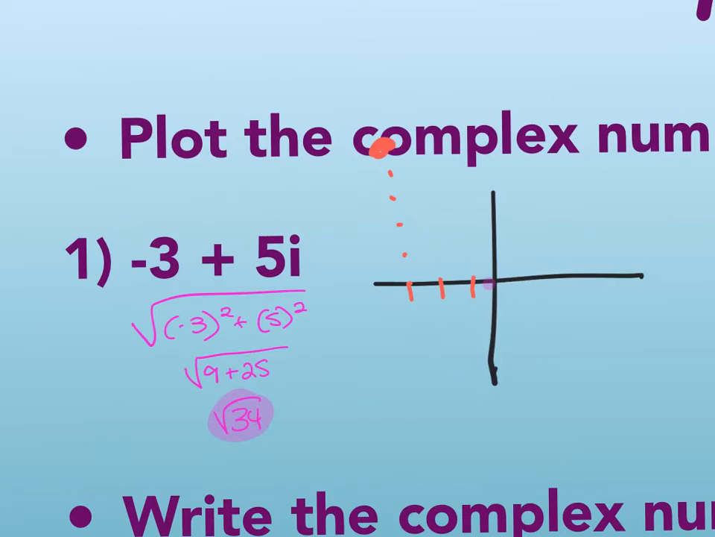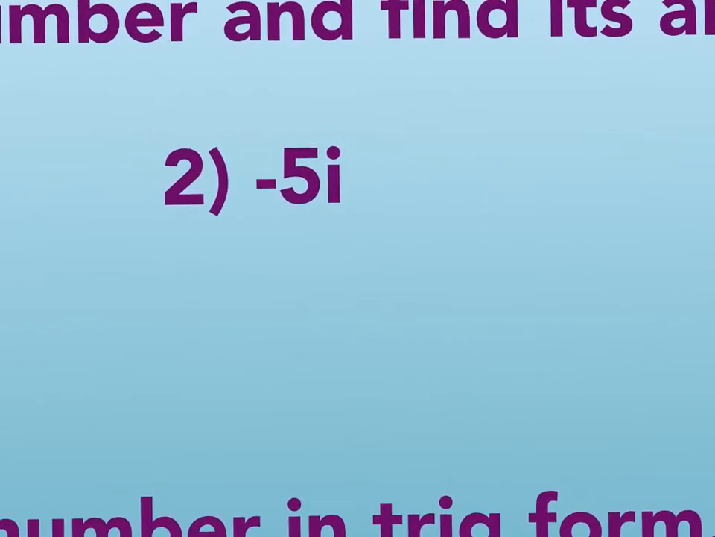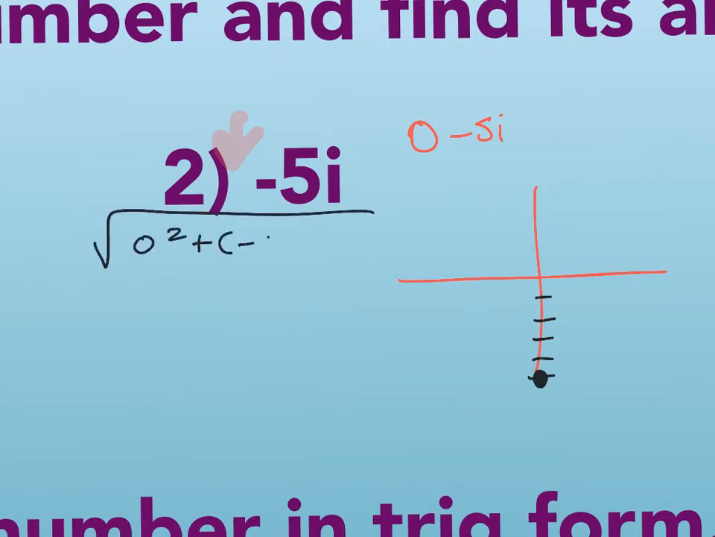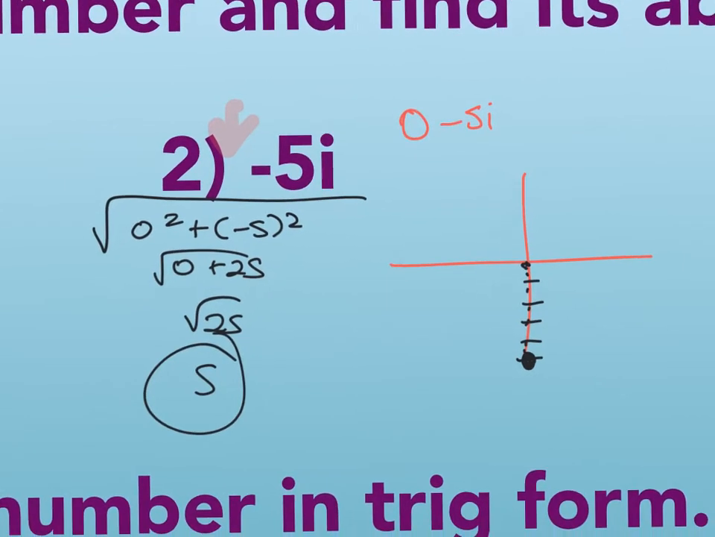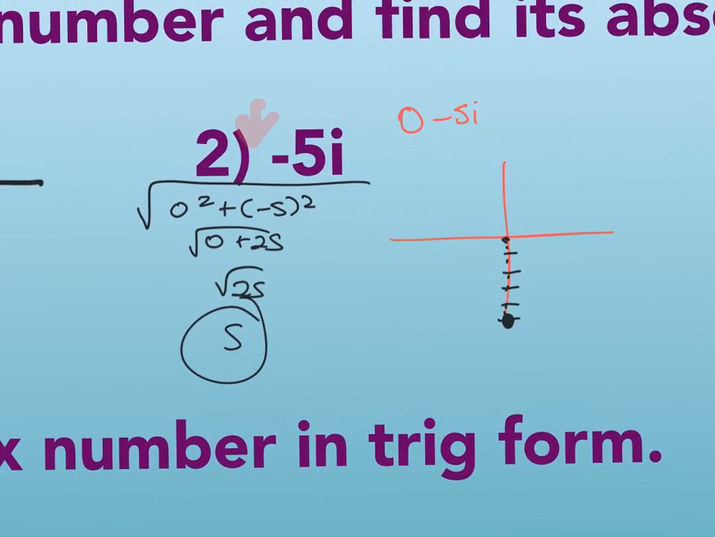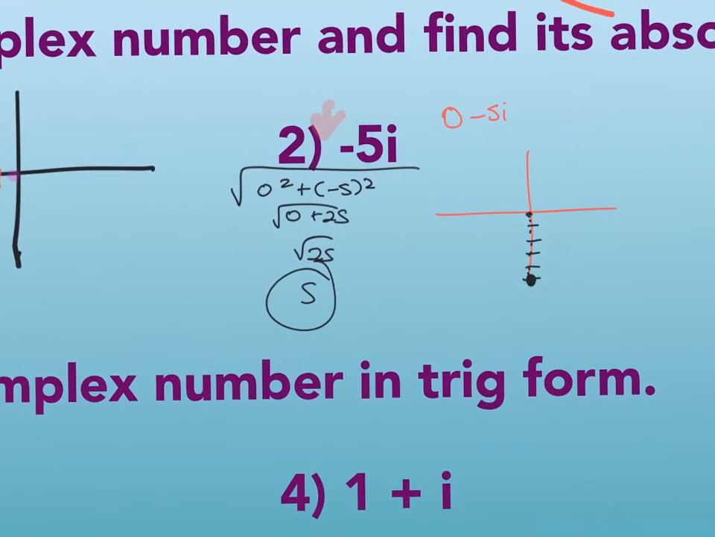Good so far? Yeah. The next one is 0 and then -5i. That's what's missing there, there would be a 0. So this time you'd be not going left or right at all, and going down 1, 2, 3, 4, 5. That would be your plotted point. And then the square root of 0 squared plus -5 squared, 0 plus 25, and the square root of 25, which is 5, which makes sense. Again, this would be the distance from here to here. So the magnitude or the distance from 0 to the point is 5.